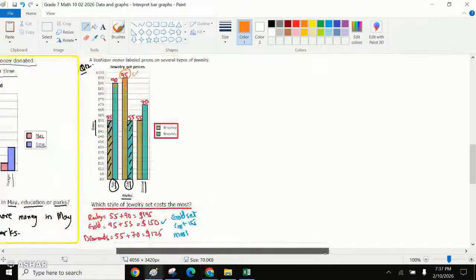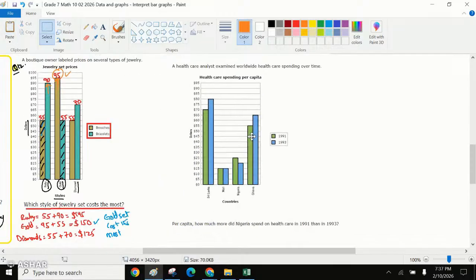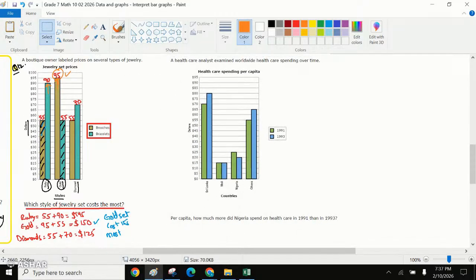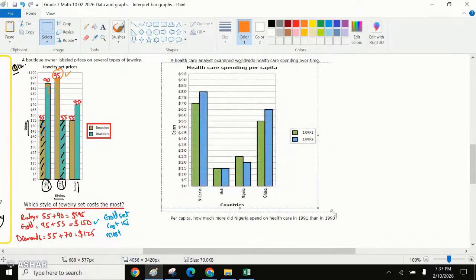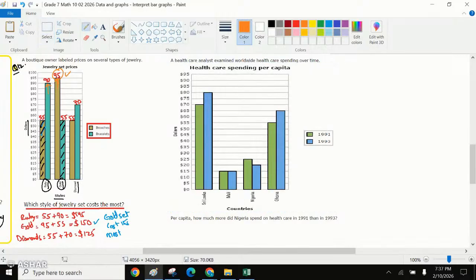If this first question is given to us, this is the information that has been provided to us. This is question number 1 from the test. So the question says, a healthcare analyst examined world healthcare spending over time. These are the money that has been spent. That means millions of dollars or dollars. The countries are Sri Lanka, Mali, Nigeria, and Ghana.